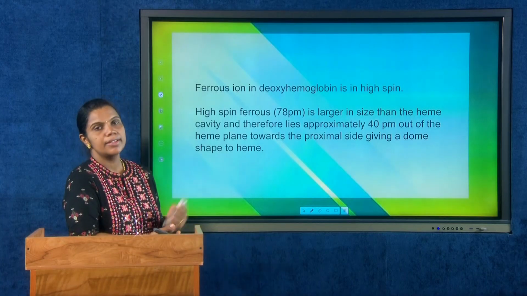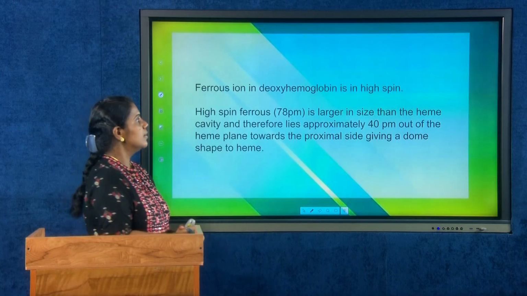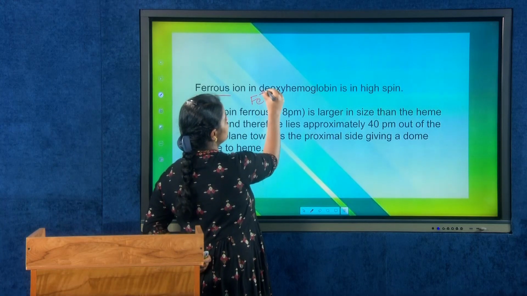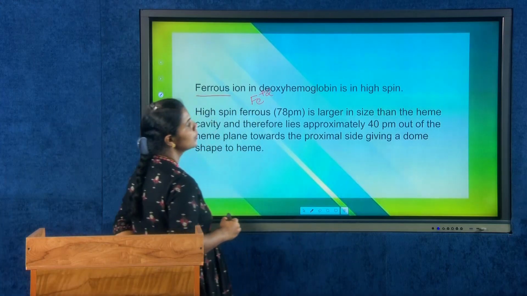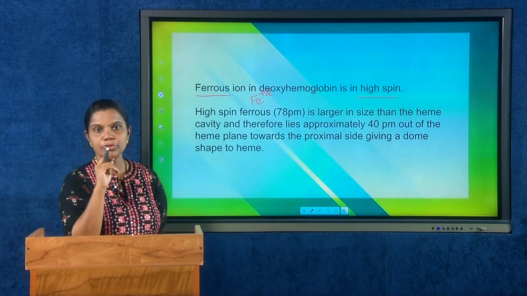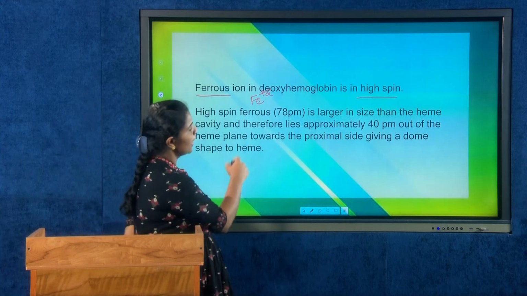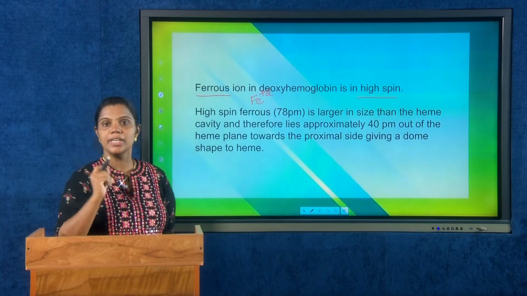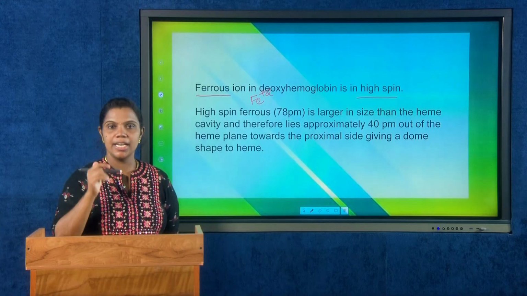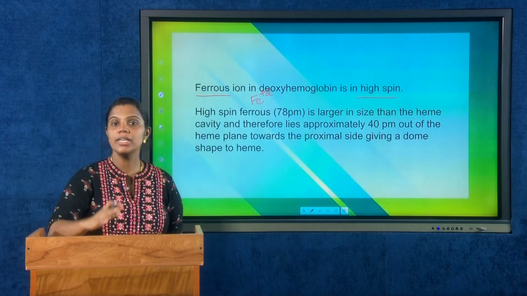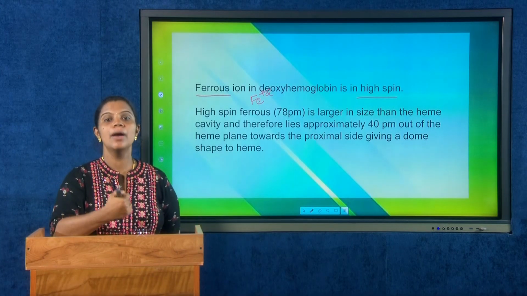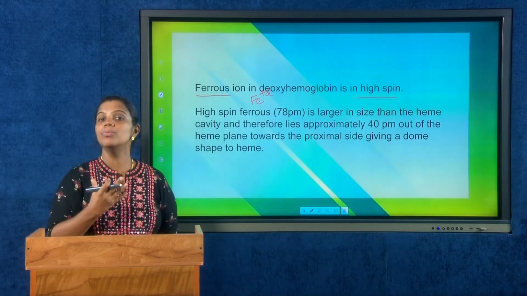Now let us see the oxidation state of iron in deoxyhemoglobin. We have iron in the +2 oxidation state in deoxyhemoglobin, and it is in the high spin form. The high spin ferrous ion is almost 78 picometer and is larger in size than the heme cavity. So what happens? It will lie approximately 40 picometer out of the heme plane towards the proximal side, giving a dome shape to heme.